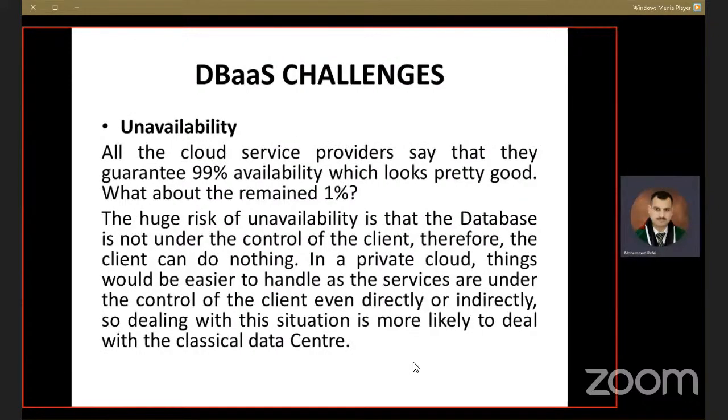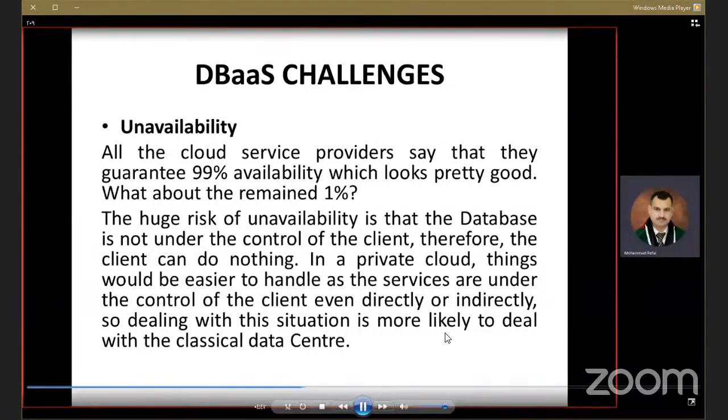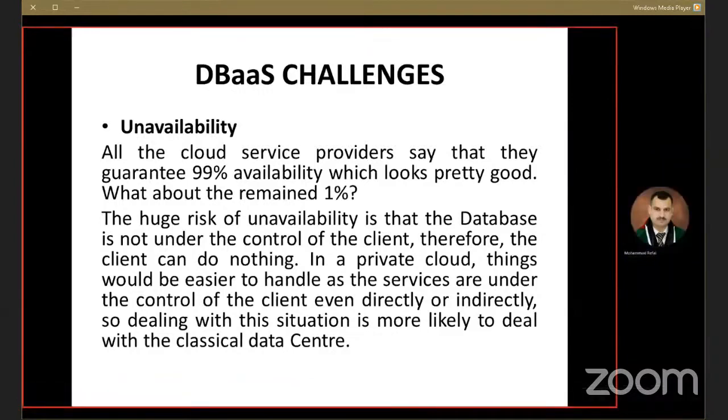Challenges. The first challenge is unavailability. As you know, all the cloud service providers say that they guarantee 99% availability, which looks pretty good. But what about the remaining 1%? The huge risk of unavailability is that the database is not under the control of the client. Therefore, the client can do nothing. In a private cloud, things would be easier to handle, as the services are under the control of the client, directly or indirectly. So dealing with this situation is more like dealing with the classical data center.